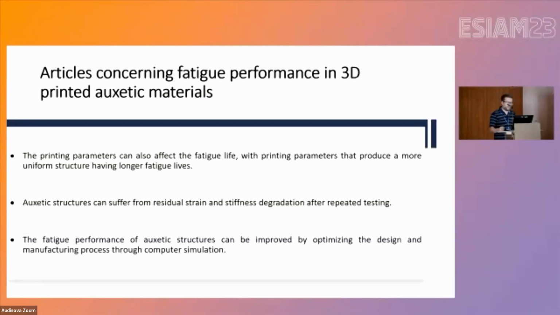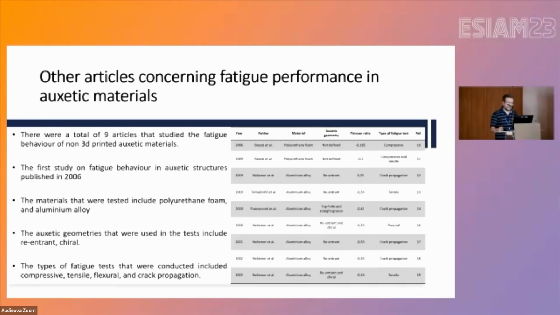But we also found problems, mainly the creation of residual strain and stiffness degradation after repeated testing. But some works concluded that the fatigue performance of these structures could be improved by optimization and design manufacturing through computer simulation. Since these were very few works, we also studied the other works that did not use 3D printing, since this information could also be applied in 3D printing.